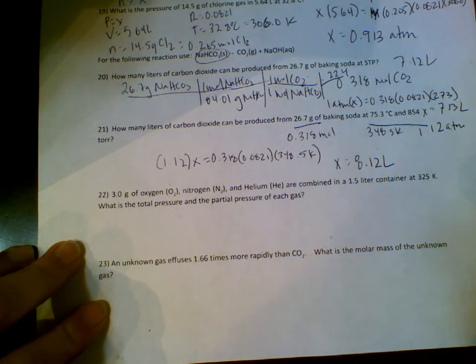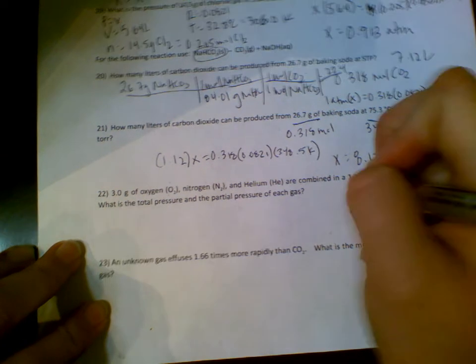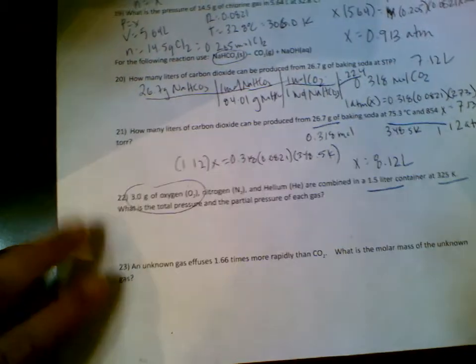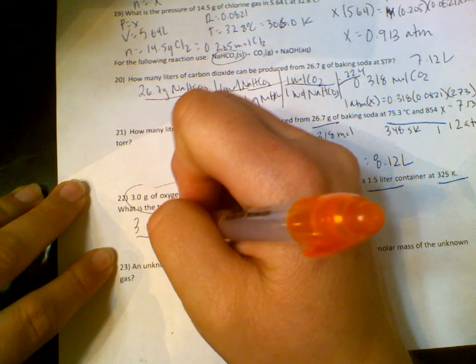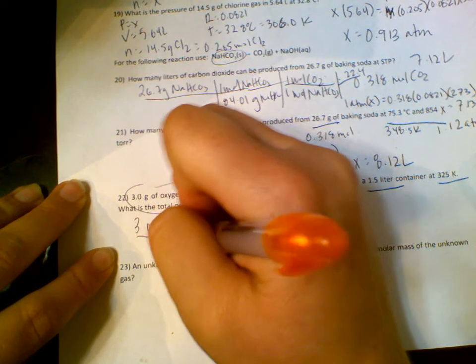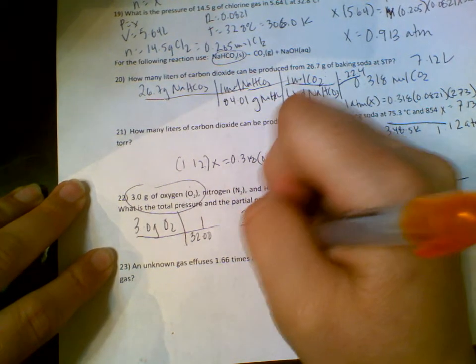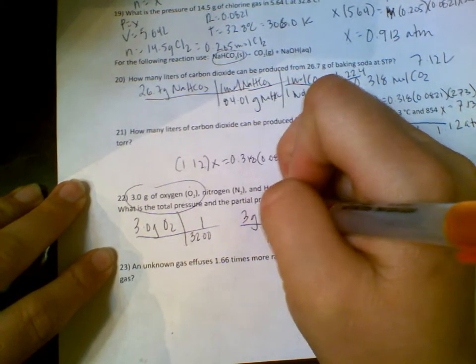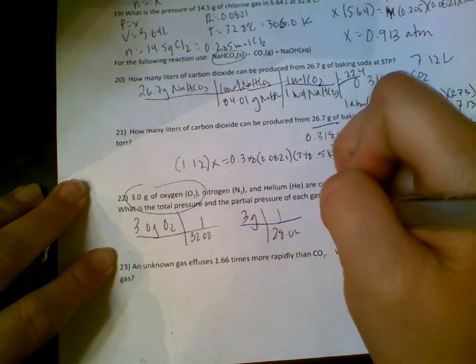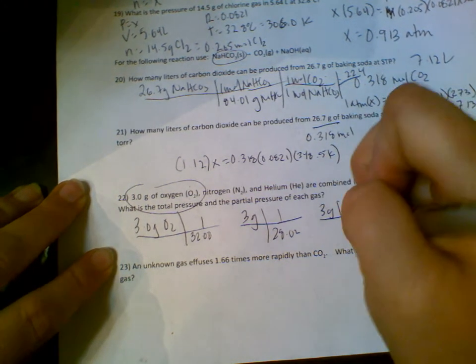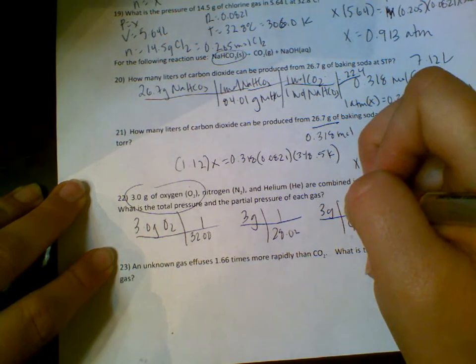So we're going to be doing PV equals nRT 3 times to get their pressures. We have our temperature, we have our volume, we have grams. So what we need to do is convert the grams to moles for each of these. So 3 grams of O2 is going to be divided by 32.00. 3 grams of N2 is divided by 28.02. And 3 grams of hydrogen is divided by 4.00, I believe.